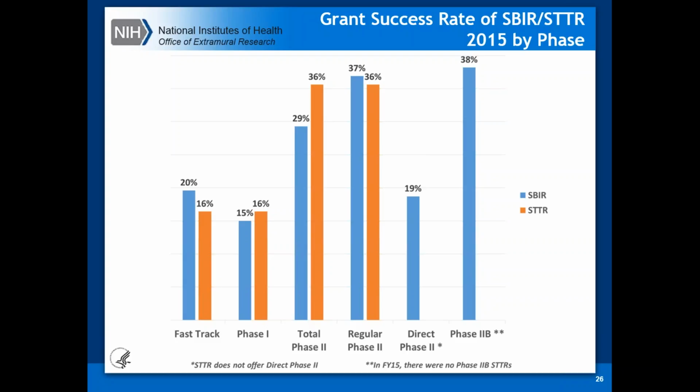Phase 2, as you can see, is actually closer to 30 to 40%. A regular phase 2 is actually 37, 36%. And then direct to phase 2 is back to 19%, and a phase 2B is 38%.